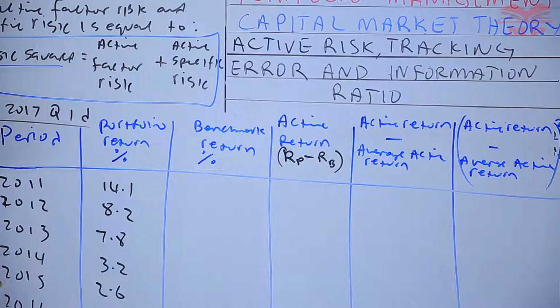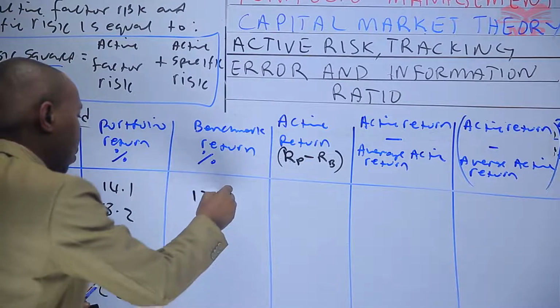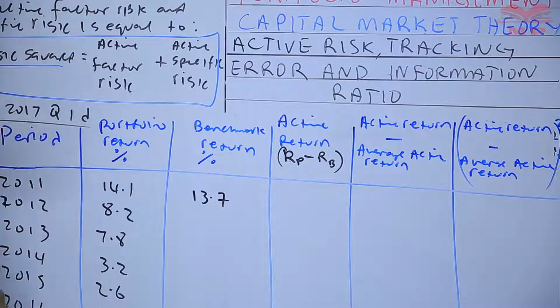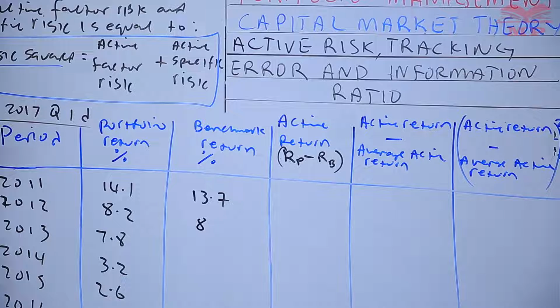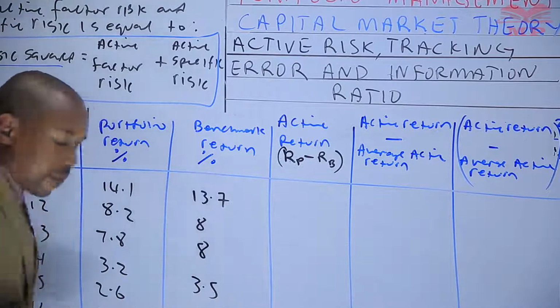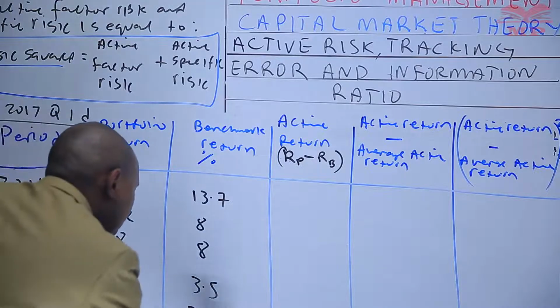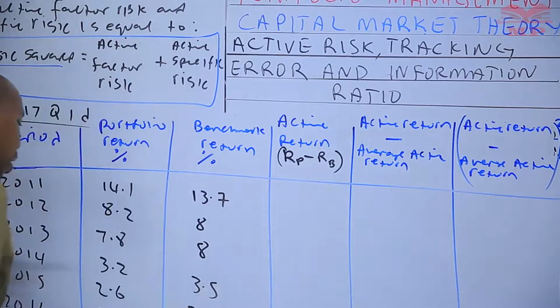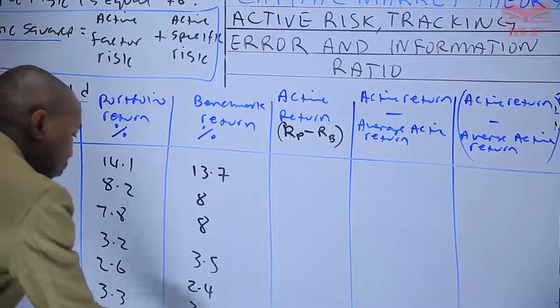So the benchmark return is 13.7, then we have 8, and 8 again, then 3.5, then 2.4 and 3.0, or just 3, because we've not put decimal points for these ones here, so it's 3, just like that.